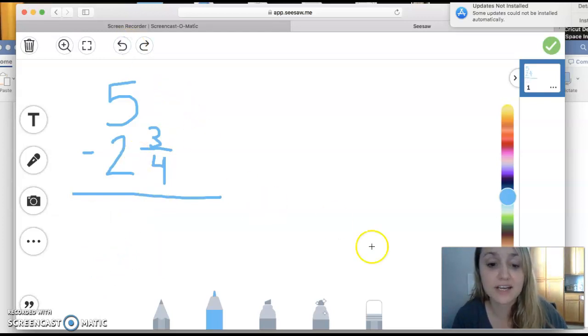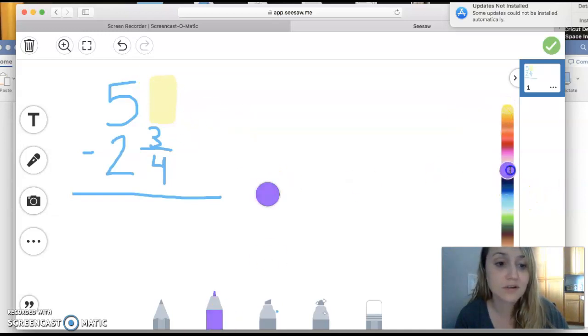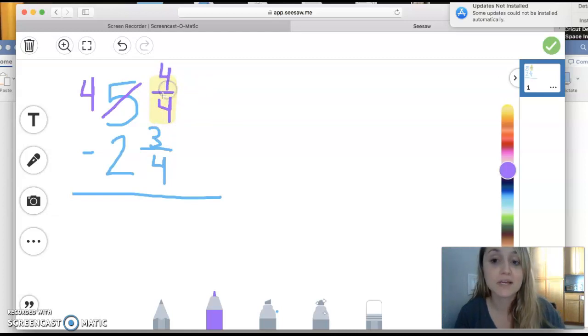So what we actually have to do is borrow and put a fraction in this space here. I'm going to borrow from my 5, so that becomes a 4. And since I already have 4 as my denominator, that's what I'm going to make my whole number. Now because I don't have any fraction here, I don't need to add anything to this one. So I can just solve it directly.